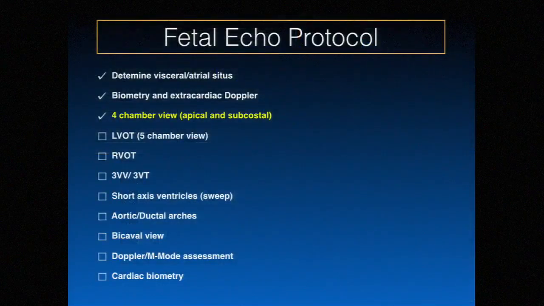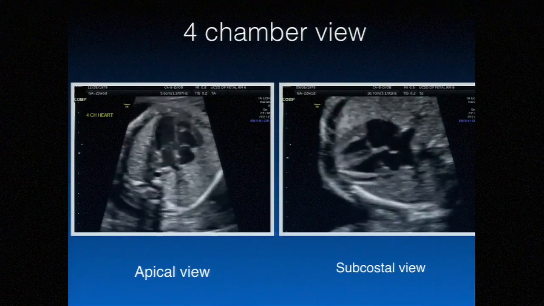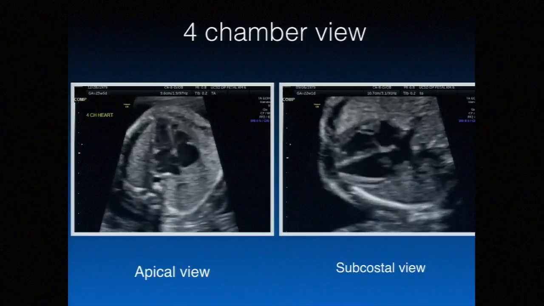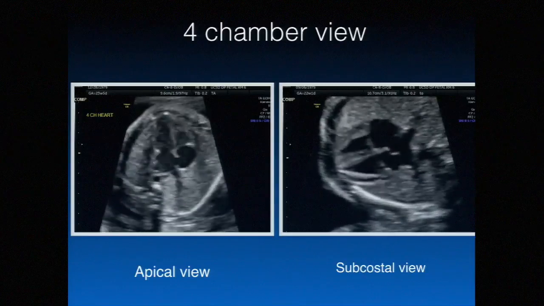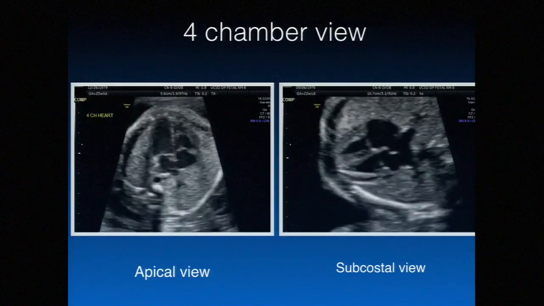So moving into our 4-chamber view, a couple different perspectives you can look at in the apical or subcostal view. I do like to look at both, if at all possible, and at some point during my examination I will get to see it in more than one perspective.